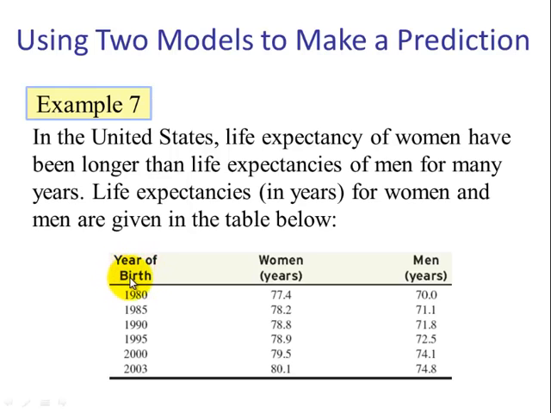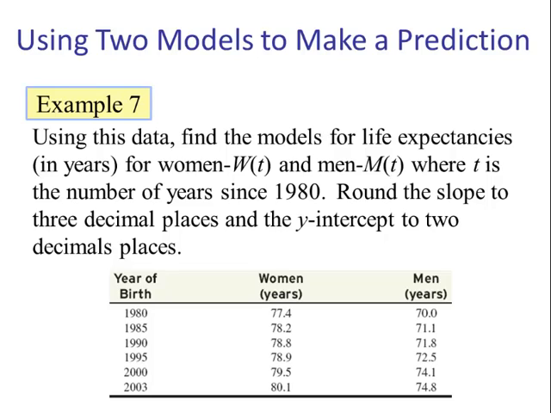So here we have the year of birth. Here's the life expectancy measured in years for women, and here's men. Using this data, find the models for the life expectancies in years for women, denoted W of t, and men, denoted M of t, where t is the number of years since 1980. Round the slope to 3 decimal places and the y-intercept to 2 decimal places. So our independent variable is going to be t. So our t variable will be 0 here, 5, 10, 15, 20, and 23.